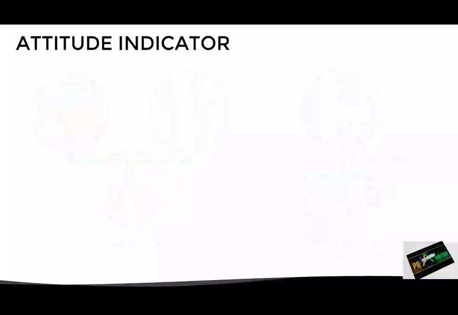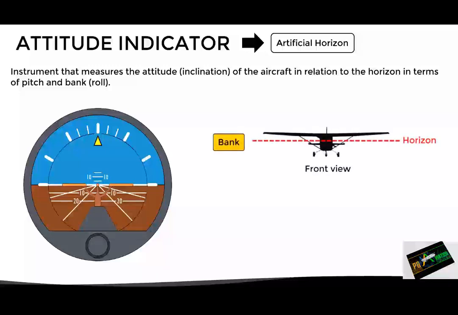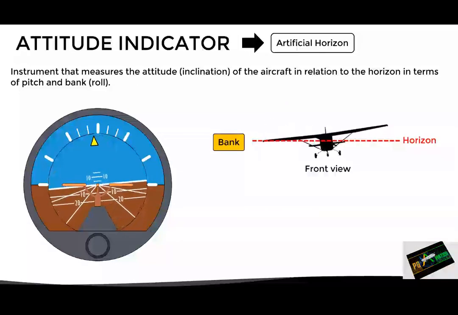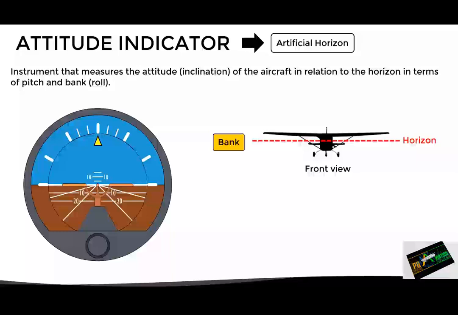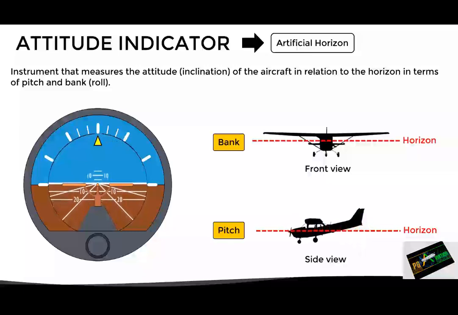With this being said, let's now see what information is provided by this instrument. The attitude indicator, also known as the artificial horizon, is an instrument that measures the attitude of the aircraft in relation to the horizon in terms of pitch and bank. In simple terms, the bank angle is the inclination of the wings in relation to the horizon. And here we can see how it is indicated in the instrument. On the other hand, the pitch angle is the inclination of the nose of the aircraft in relation to the horizon, as we can see in this example.